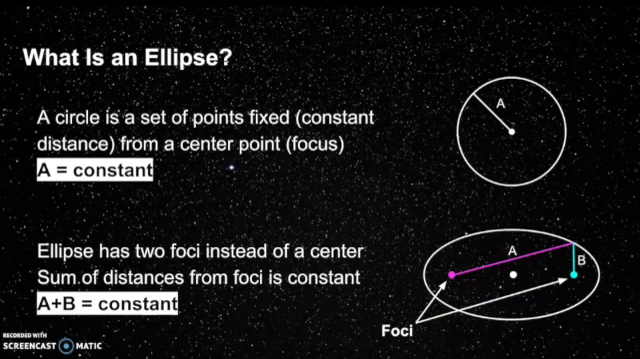So let's get more into the nitty gritty when we look at a circle. A circle is a set of points that are fixed at a constant distance from a center point, or the focus. Right here you can see we have a circle, center point, and all of these points are equidistant. An ellipse is different because we have two foci instead of a center. So we have a focus here and here as well as our center point. The sum of distances from the foci are constant. So a plus b is our constant. The distance here and the distance to here are constant.